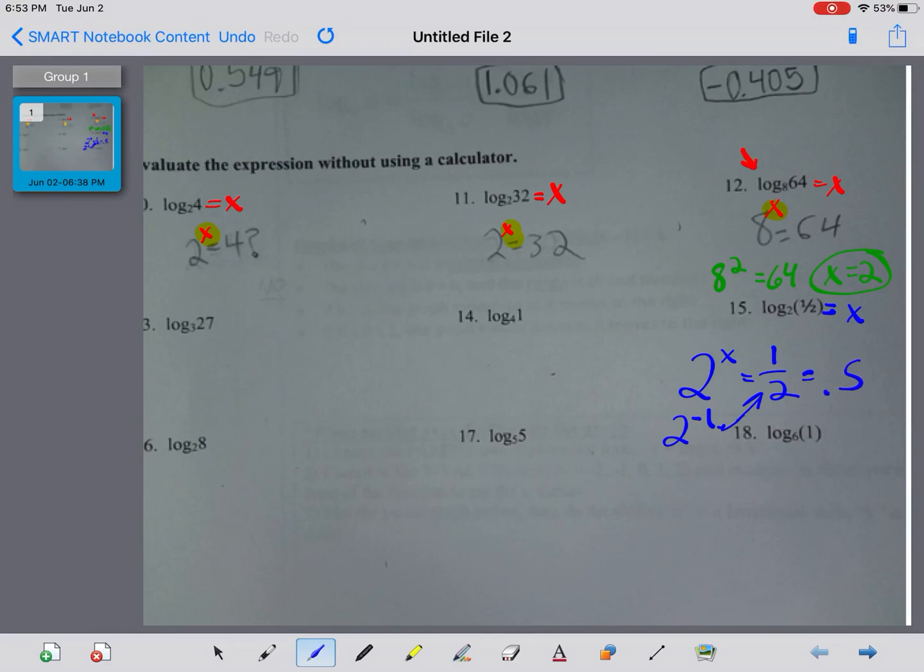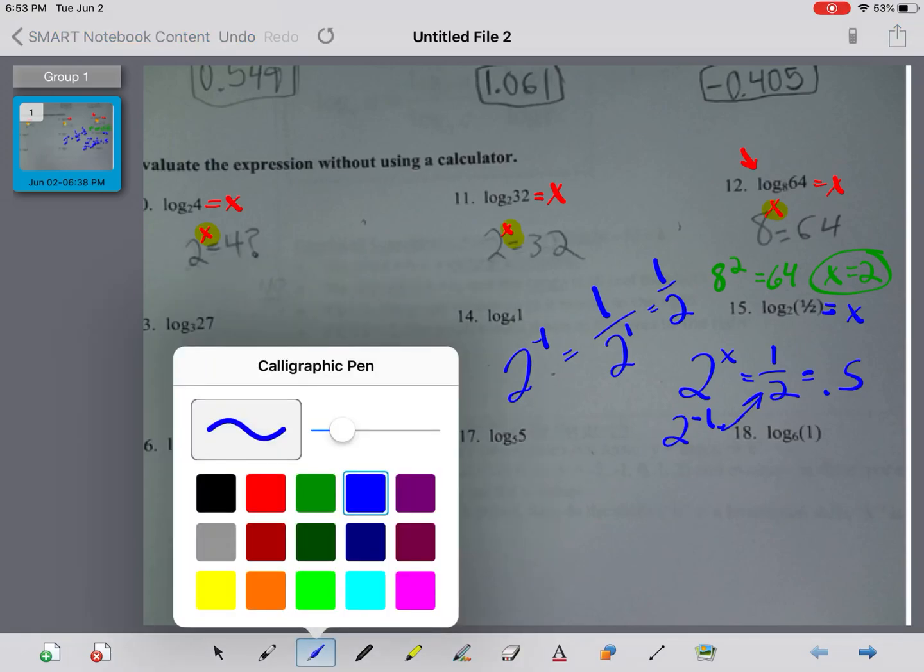That's because 2 to the negative 1, we don't like negative powers. They go to the other side of the fraction bar, so that becomes 2 to the positive 1 on the bottom of the fraction bar. And then 1 goes up here, and 2 to the 1 is just 2, so that's 1/2. The rest of these, I think, look pretty simple-ish.